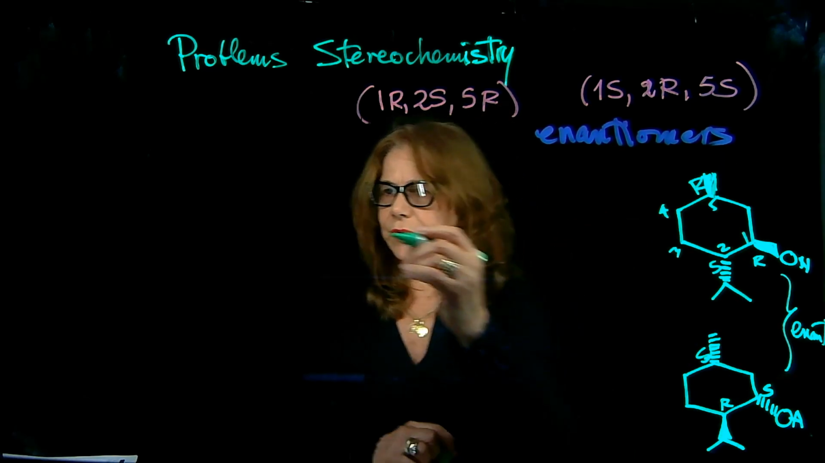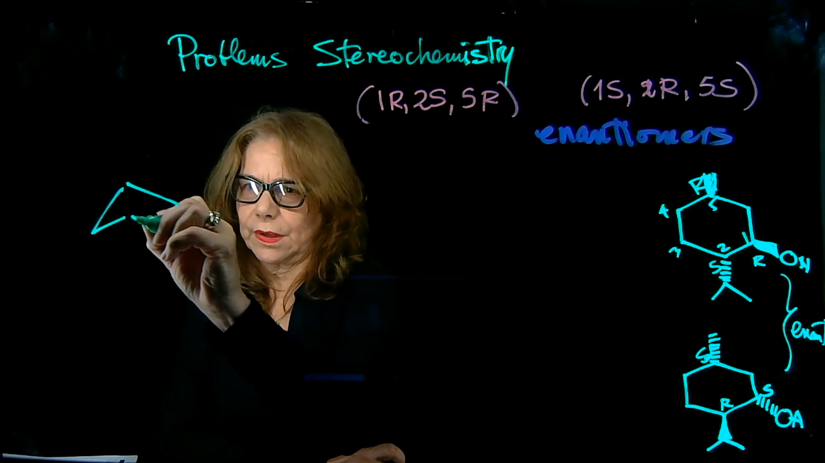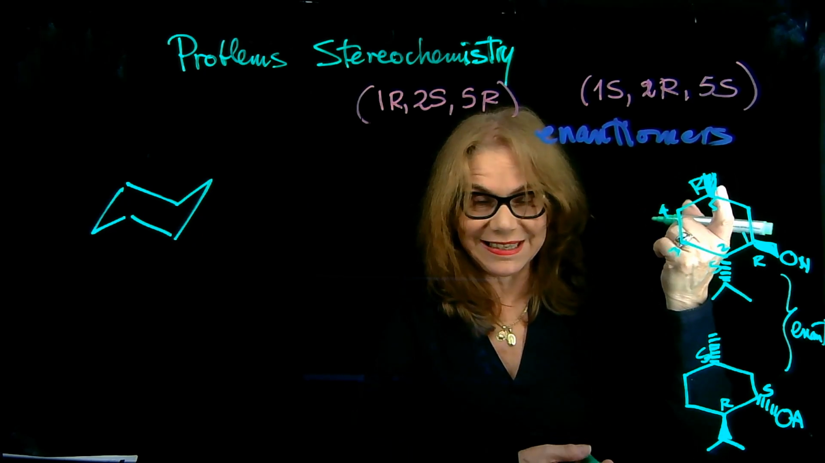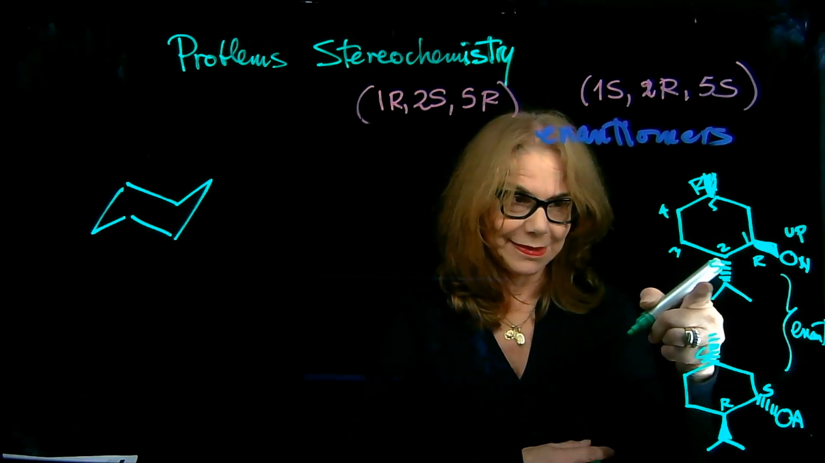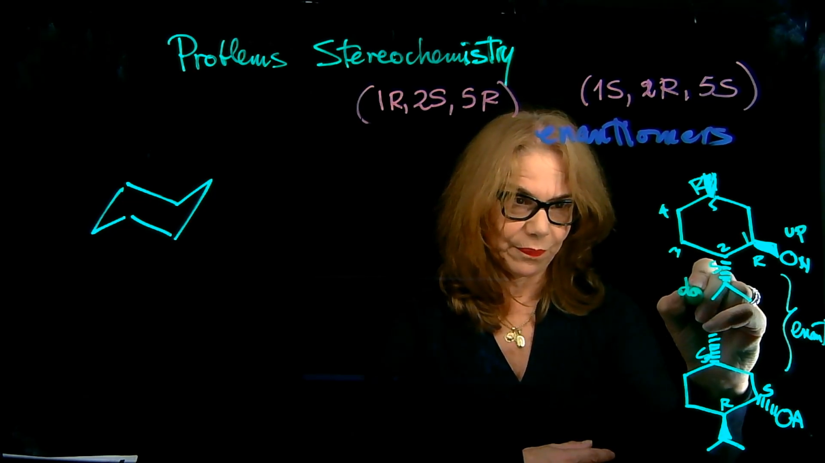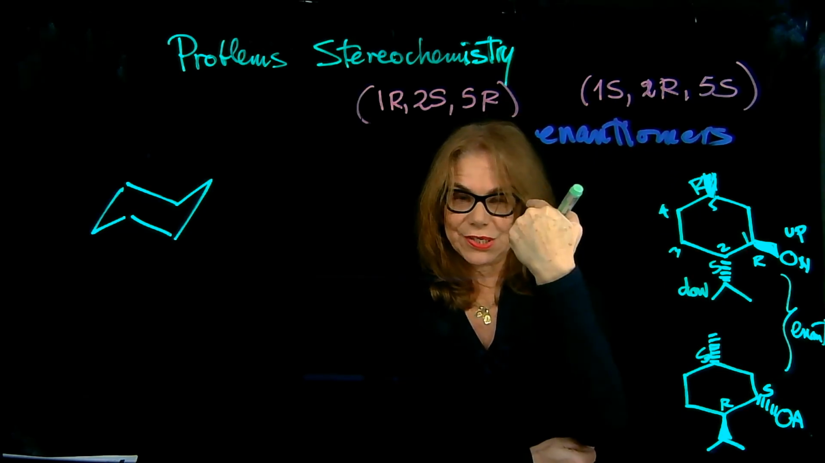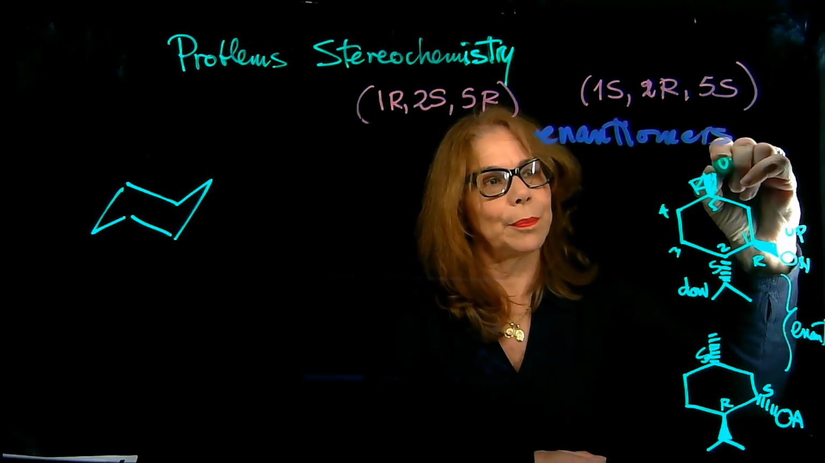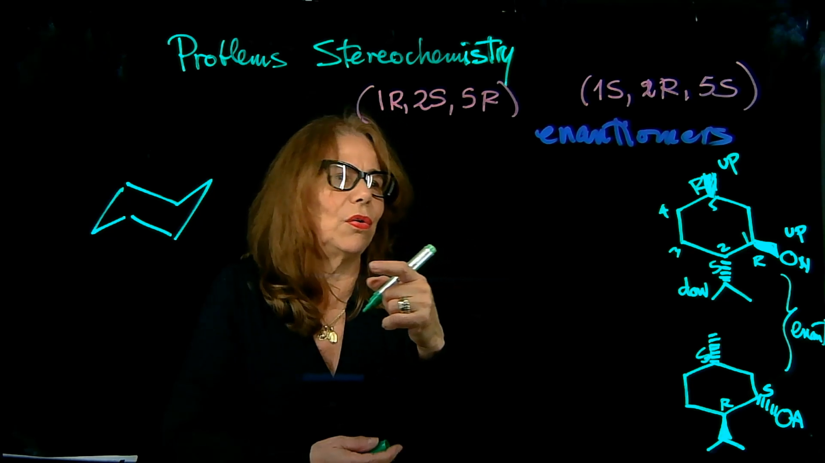So when you're drawing your chairs, first I'm going to draw that chair. And I want you to do the following. It's easy. This oxygen is pointing up. The isopropyl is pointing down relative to this plane. So it's either going towards you or against you. So I'm going to say up, down, and this is up. So I'm going to replicate that here.